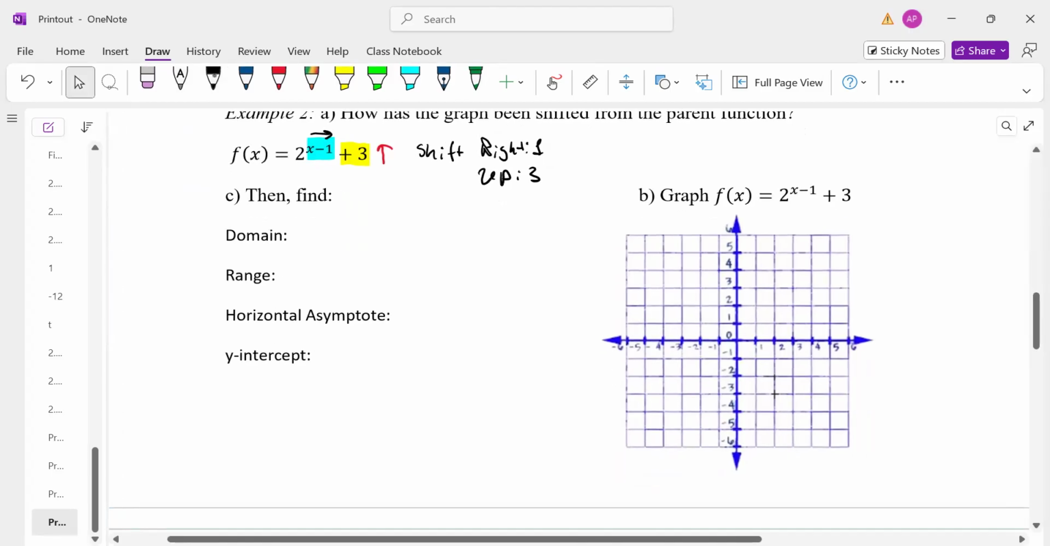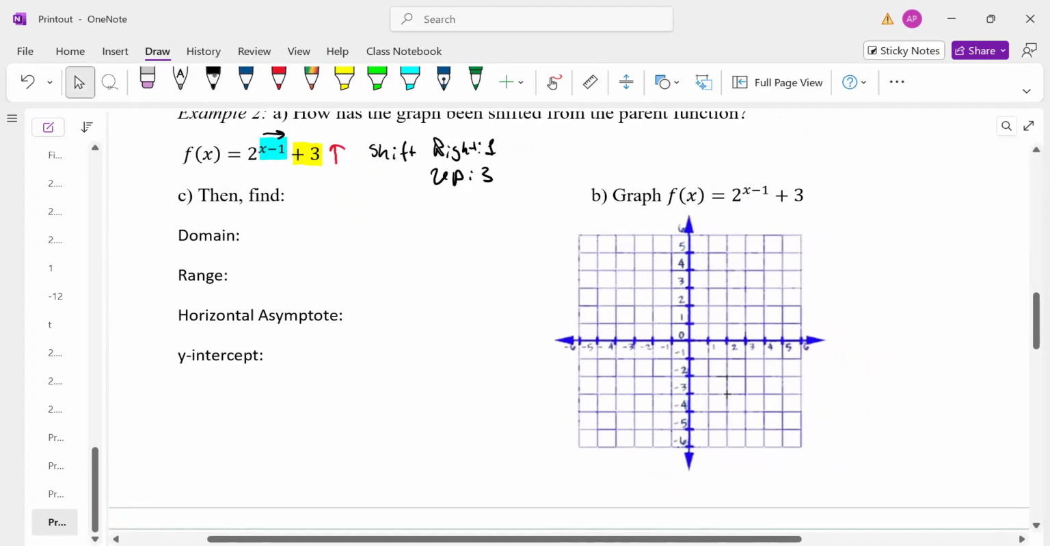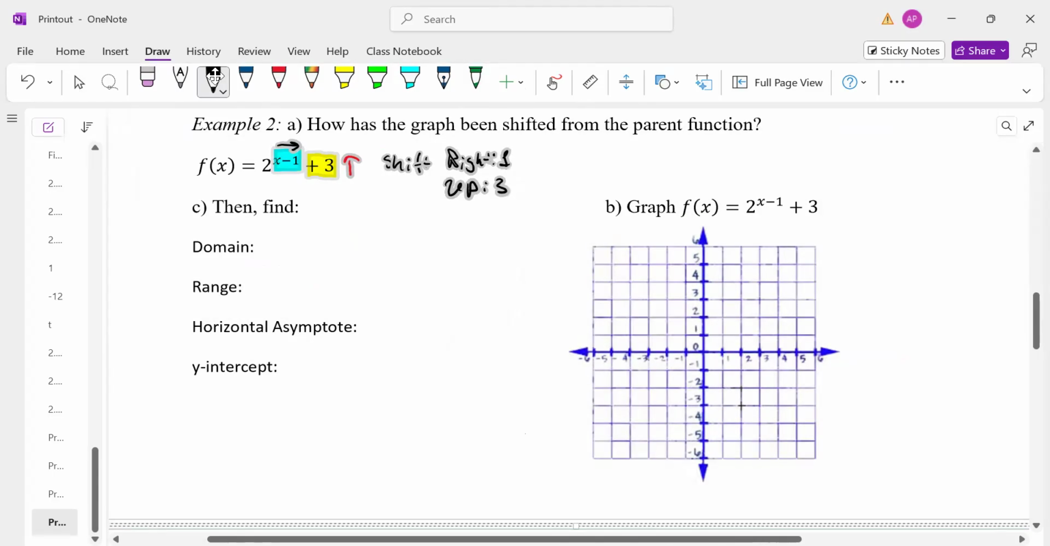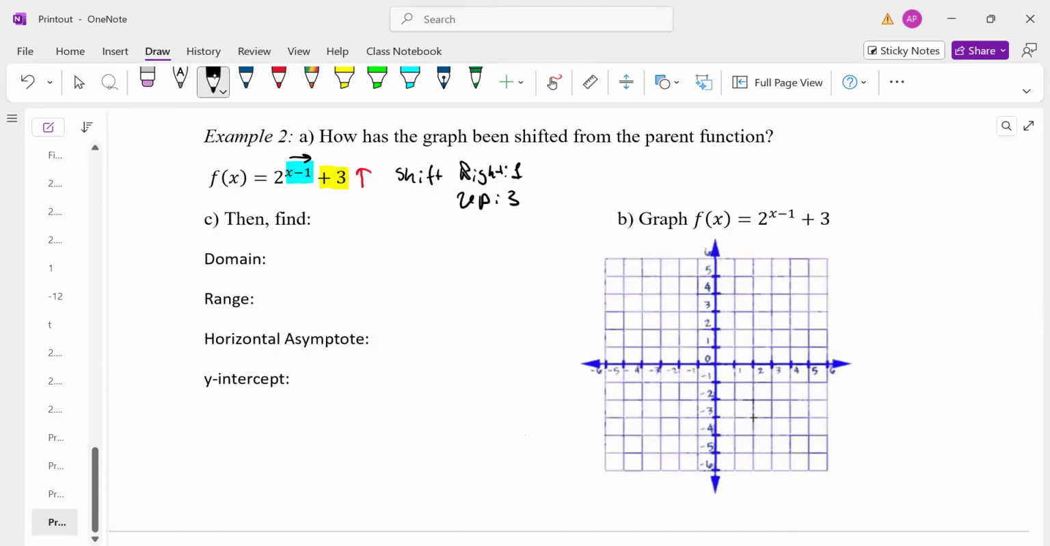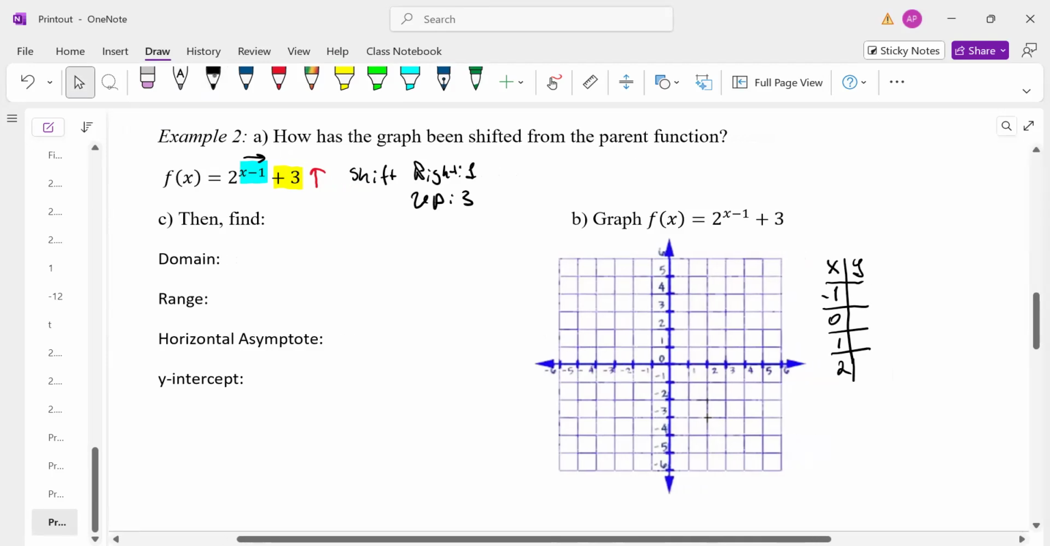Okay, now to graph this, we are going to make a t-chart again. And we can substitute numbers such as -1, 0, 1, and 2. And now we're going to find our y values. So I'll show a little bit of work here.